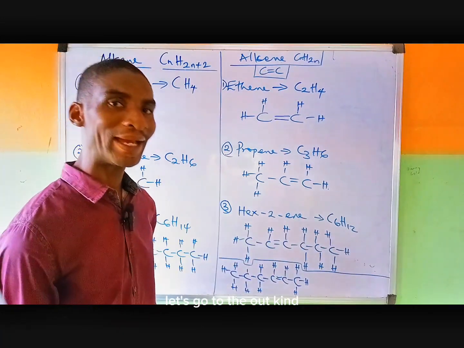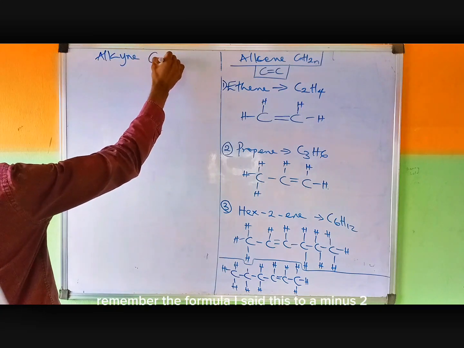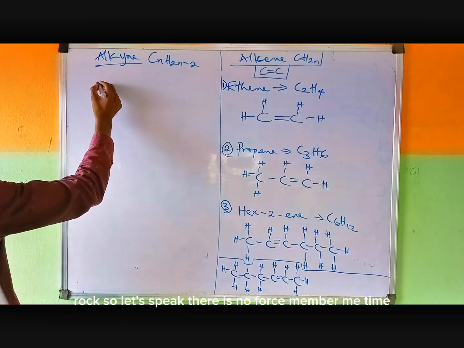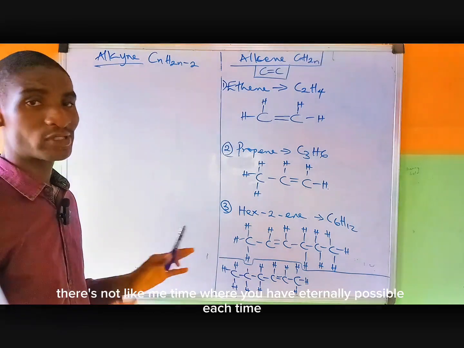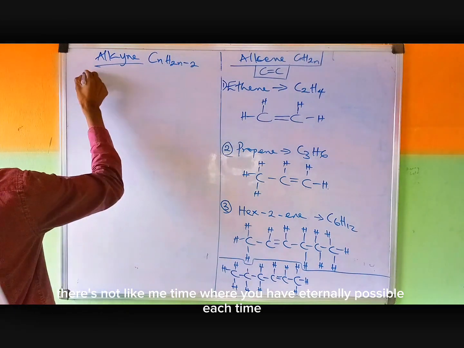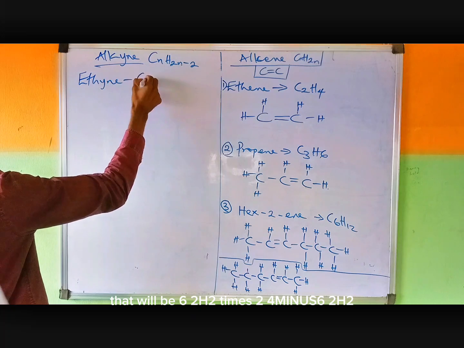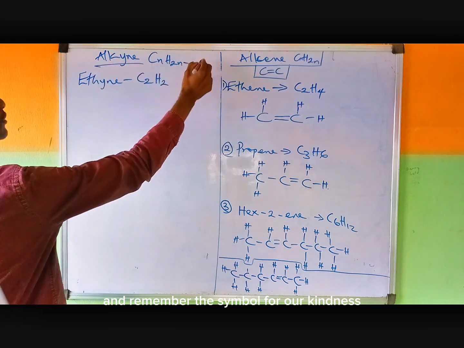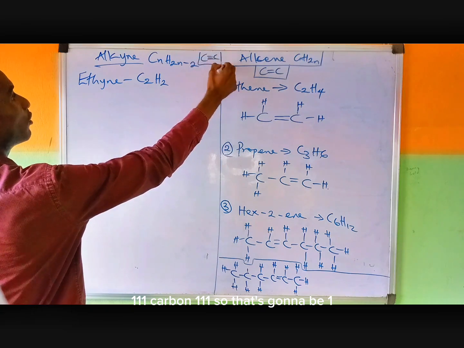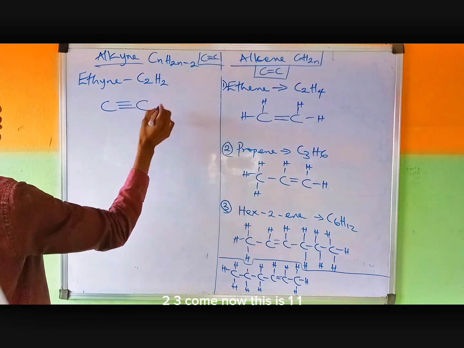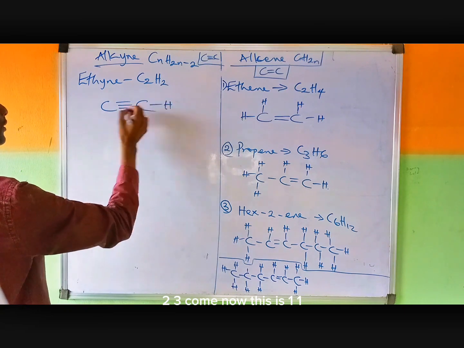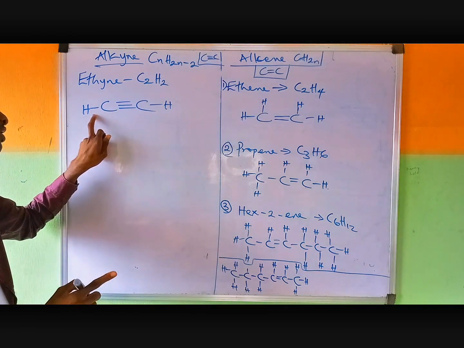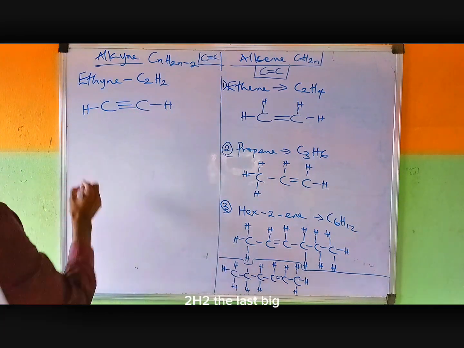Alright. Let's go to the alkyne. Remember the formula is CnH2n minus 2. Alright. So let's pick, there is no first member methane. There's nothing like methane, but you have ethyne as the first one. That would be C2H, 2 times 2, 4 minus 2, C2H2. And you remember the symbol for alkyne is the triple bond. Carbon triple bond carbon. Now, this is 1, 3 bonds from here already joined to carbon, so it needs 1 more bond. This is it. So this is C2H2.